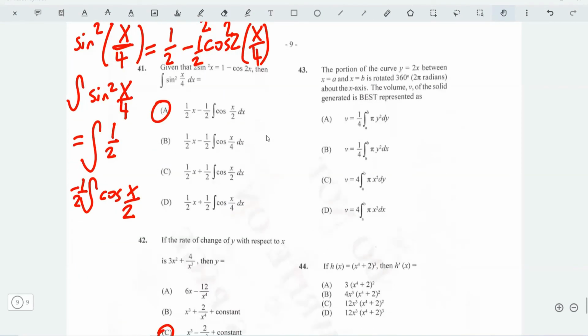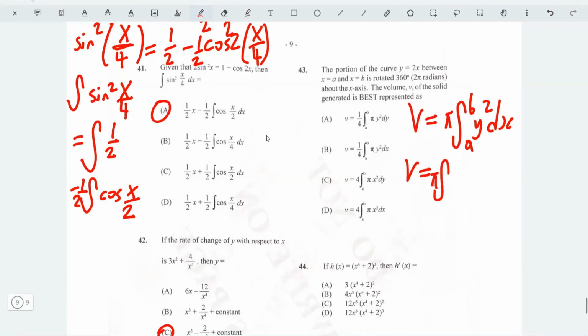So this one now asks for the volume around the x-axis. We just need to remember volume is equal to pi times the integral from a to b of y squared dx. We tell you that y is 2x. So the volume is pi times the integral from a to b of y squared. Y is 2x and we need y squared, so 2x all squared, which is 4x squared. So this is now 4x squared dx.